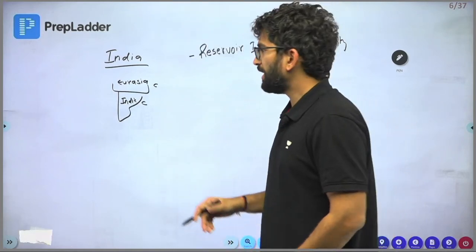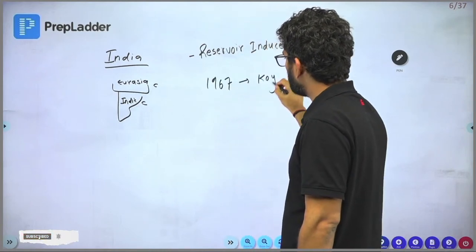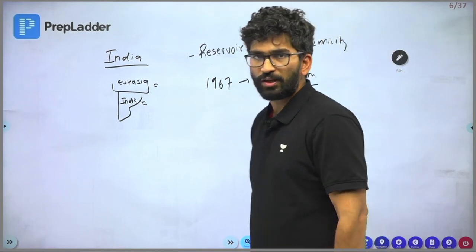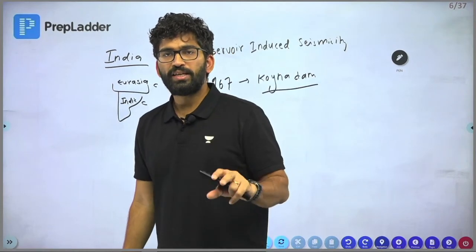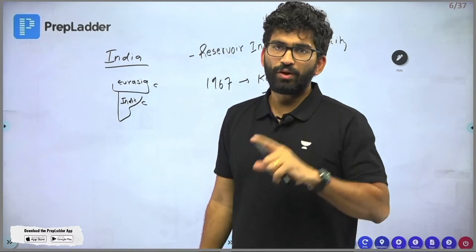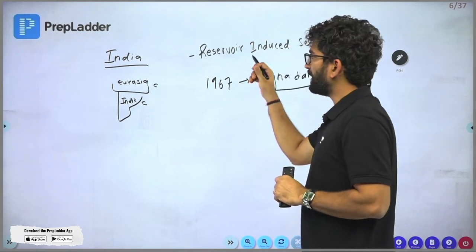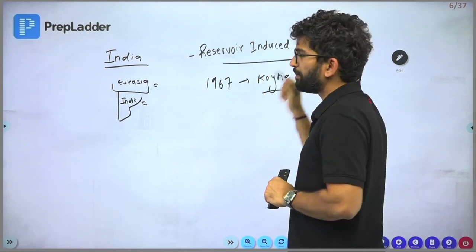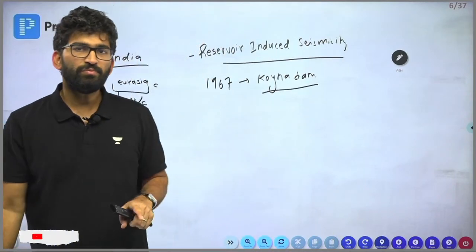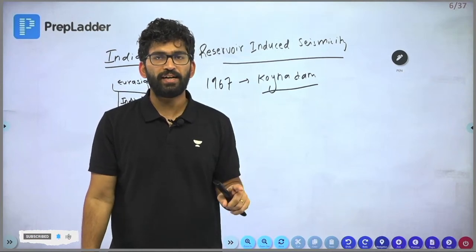In 1967, in India, there was a dam called Koina. In the Koina region, there was a Koina dam, and this Koina dam got burst. It broke down. Breaking of such a huge dam resulted in vibration within the surface. That is what we call isostatic imbalance. So it is because of this isostatic imbalance that the surface started vibrating, and that is what we call a reservoir-induced earthquake. That is the only reservoir-induced earthquake which we have seen in India till date.